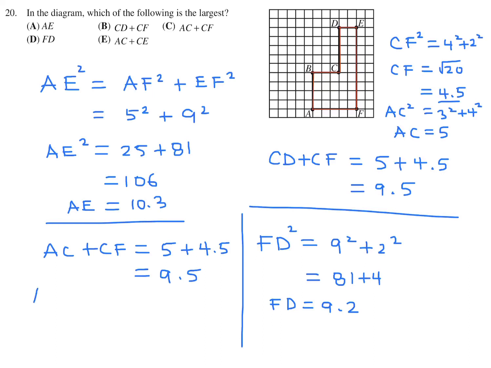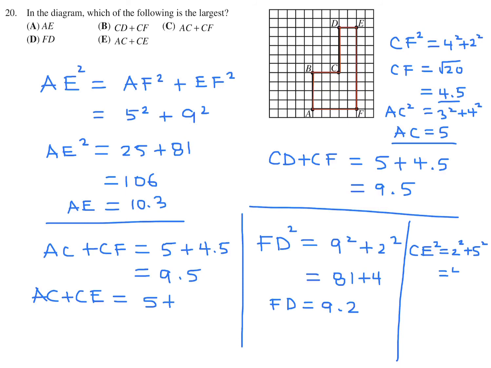And one more, the last one, AC plus CE. AC we did right here, 5. And CE, did we figure that out anywhere? We have not. Okay, no problem. CE squared is equal to 2 squared plus 1, 2, 3, 4, 5 squared. So this is 4 plus 25. So that's root 29, which is about 5.4. So that looks like 5 plus 5.4. So all this hard work, 10.4.